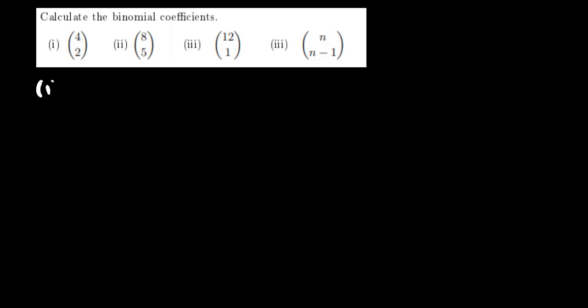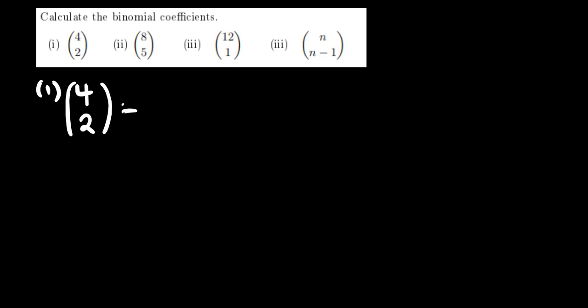Now calculate the binomial coefficients. Okay, we know that the coefficient is just a number that is in front of a letter. But now these are combinations. Okay, so let's start with the first one. So we've got 4 choose 2 or 4 combination 2.